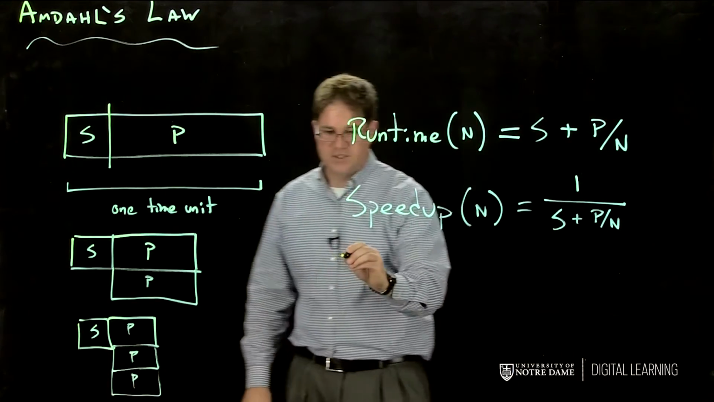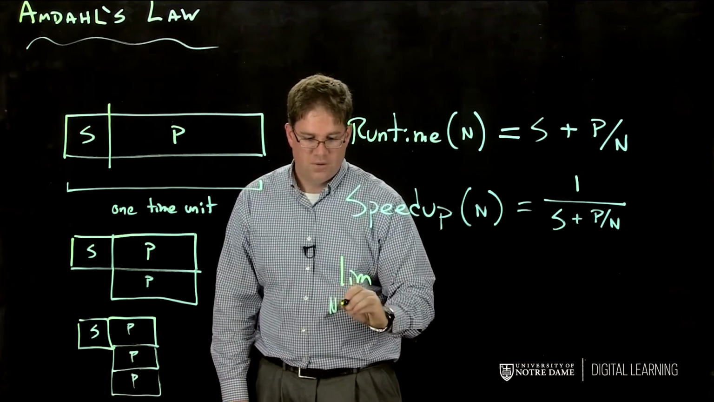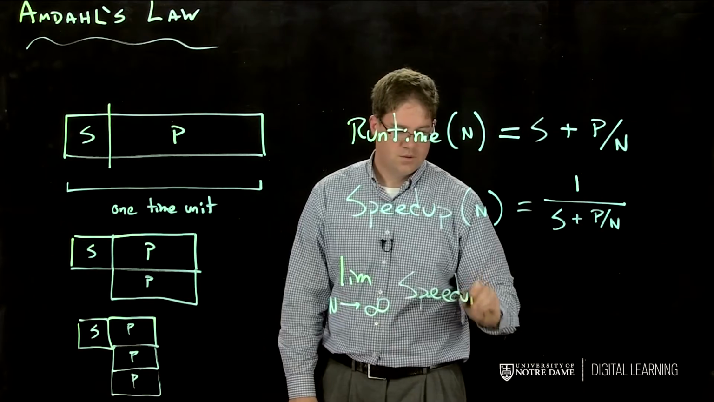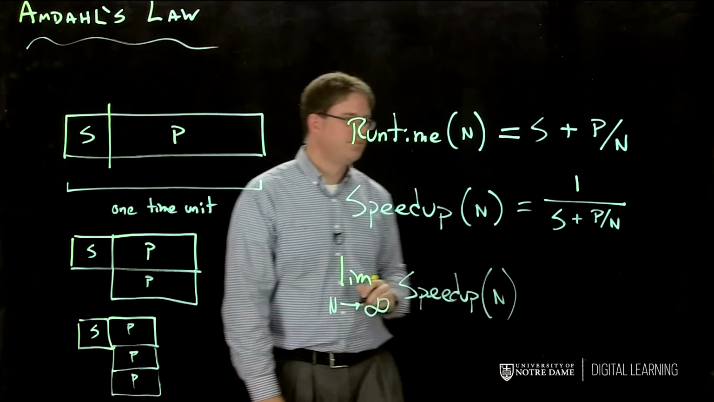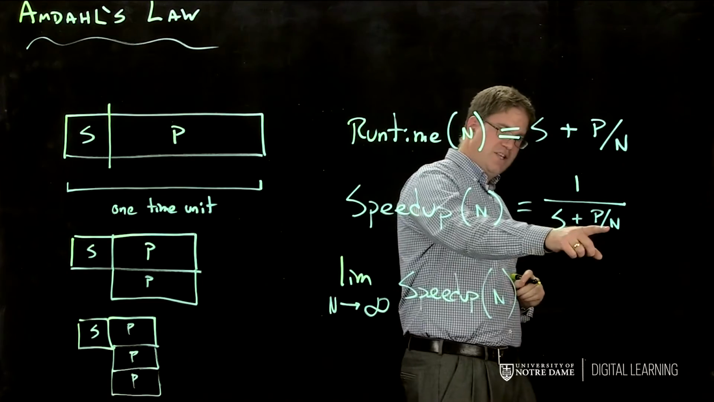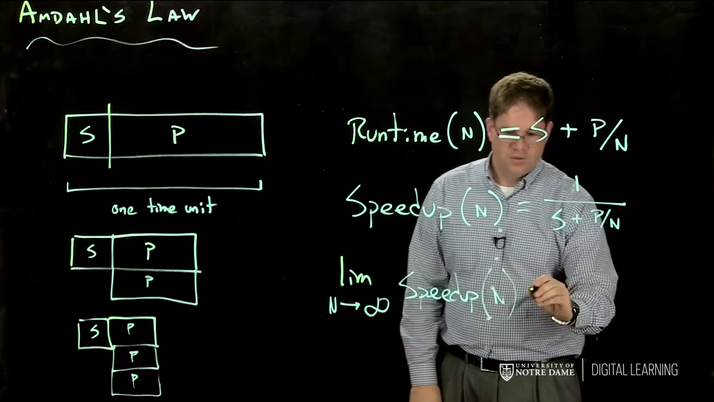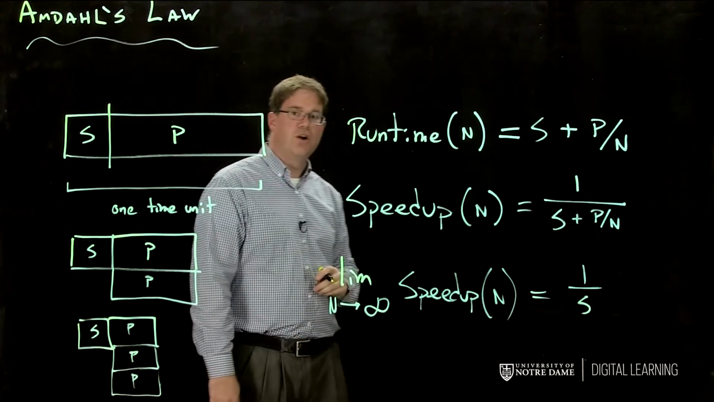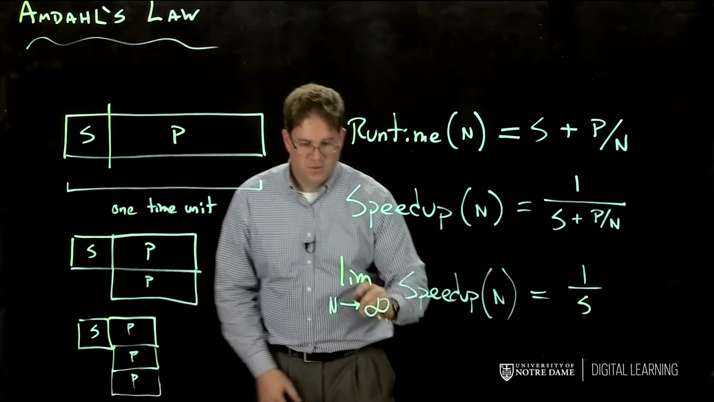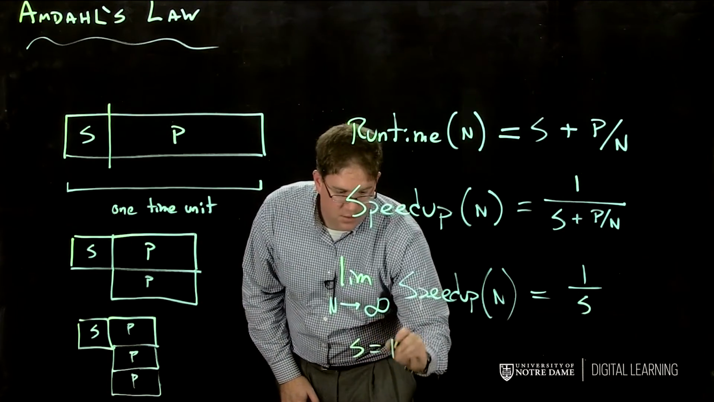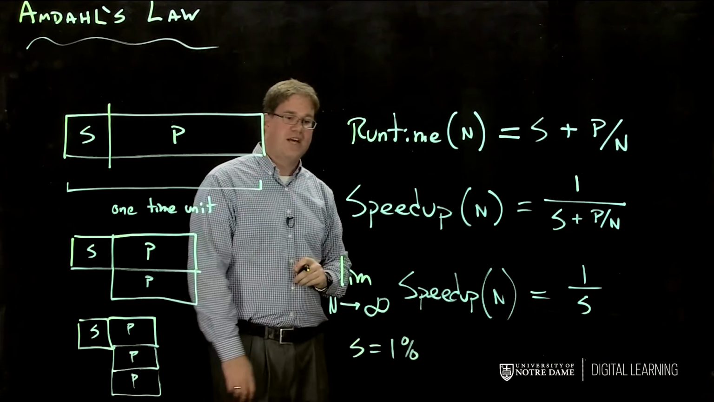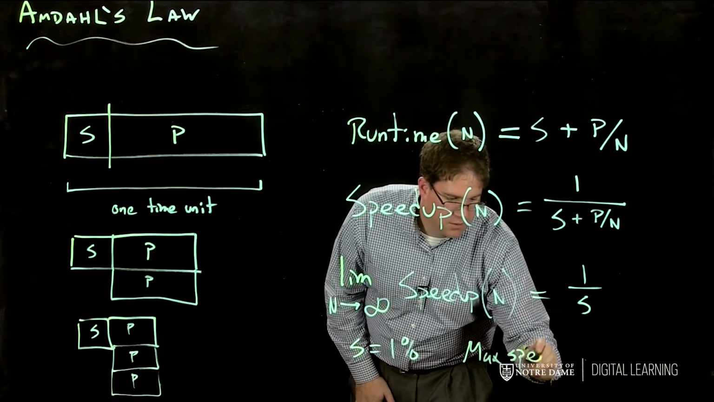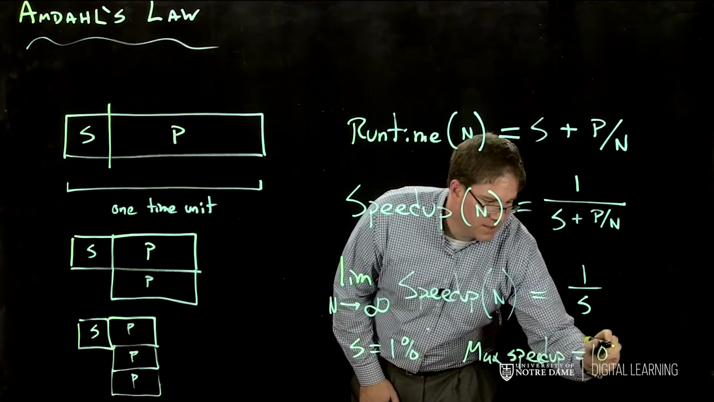And so now the interesting question is, what happens if we take n and extend it out to infinity in the speedup? Well, if we do that, this n here is going to cause that term to go to 0. And so our speedup in the limit is always going to be 1 over S. So if, for example, S is 1% of my entire application, then the max speedup I could possibly get is going to be 100 times.